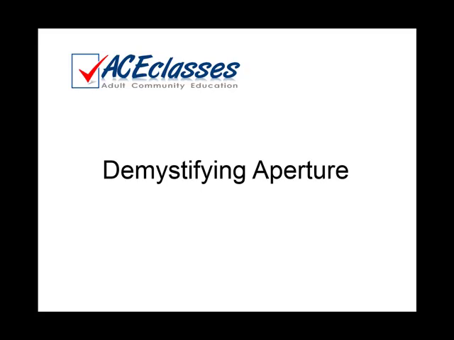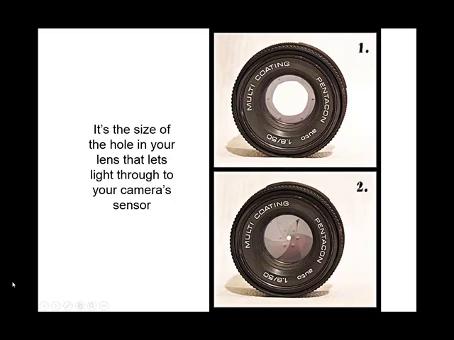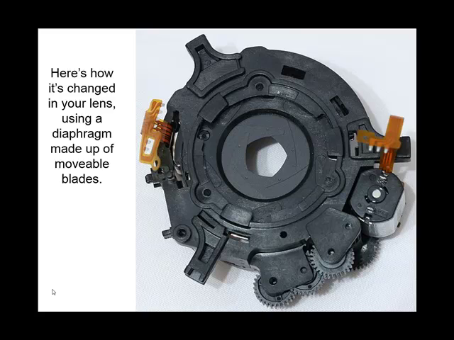Let's demystify aperture, because it's one of the problems that my students always seem to come up with. They cannot understand it initially anyway, until we start asking the real questions. What is it? It's the size of the hole in your lens that lets light through to the camera's sensor. That sounds simple, but it's actually got more to it than that. It's changed using a diaphragm made of movable blades, as you can see here.